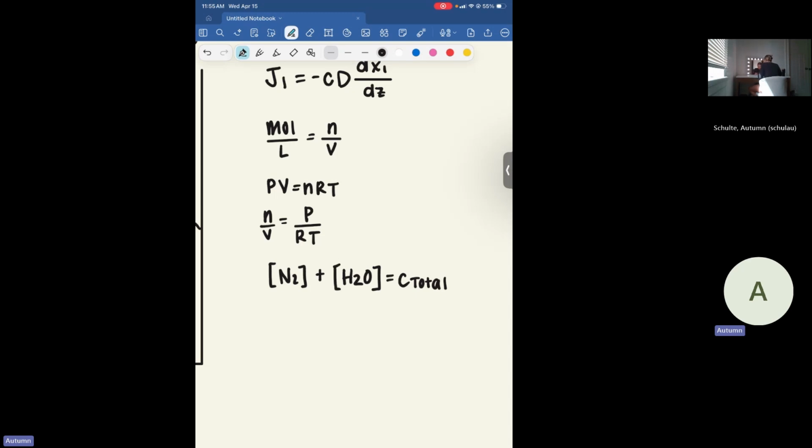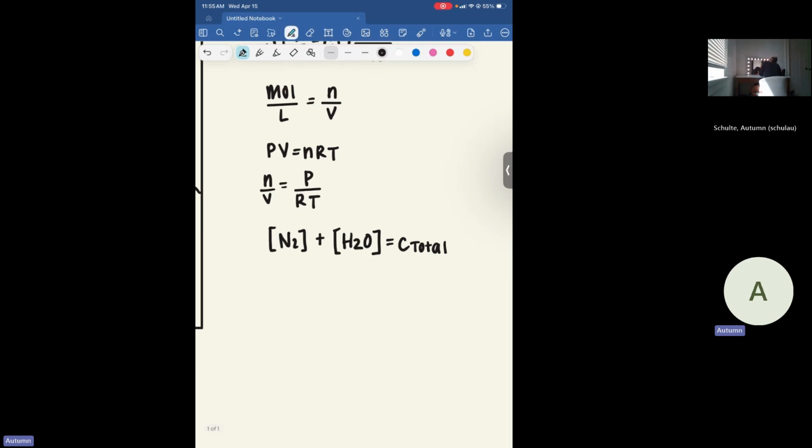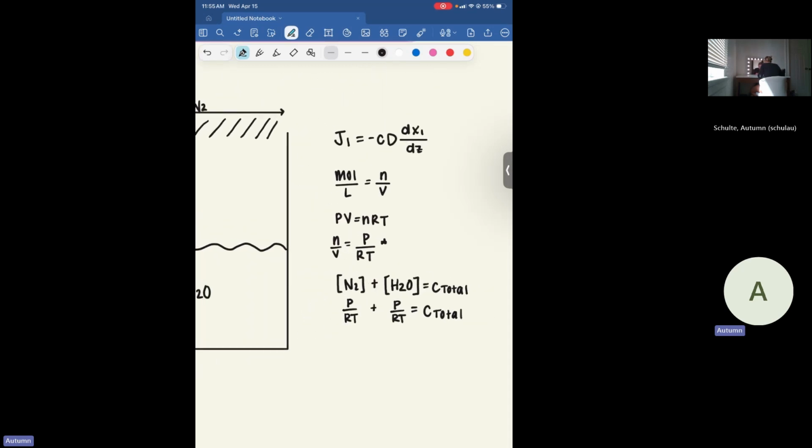And like I said, the equation for concentration is going to be pressure over a gas constant multiplied by our temperature. So we're going to have P over RT plus P over RT for our different components. And if we take the sum of those, that is equal to our total concentration.